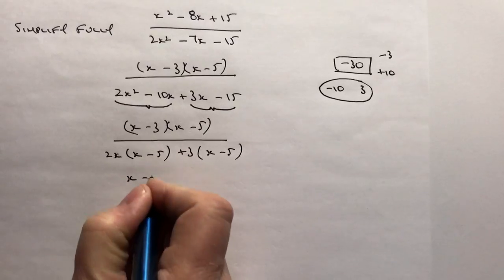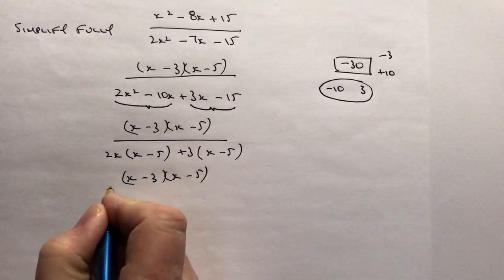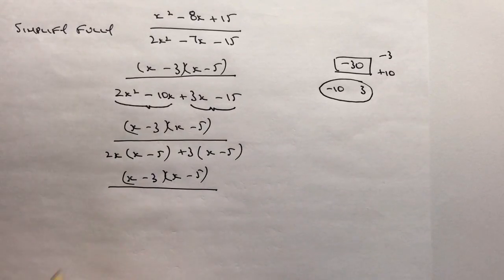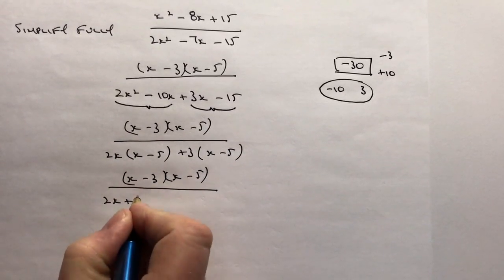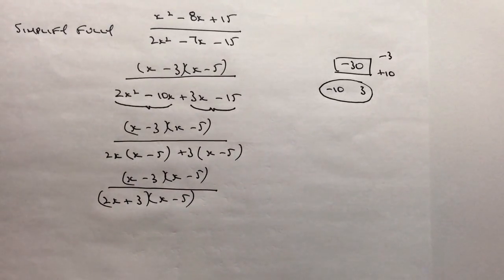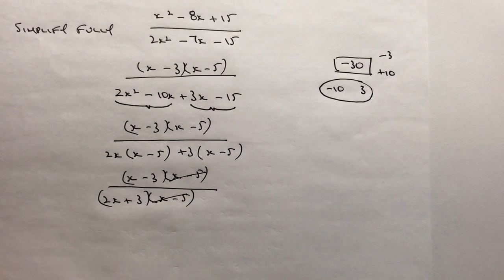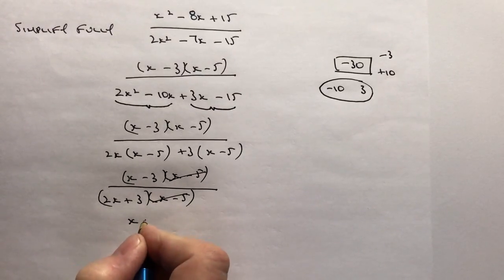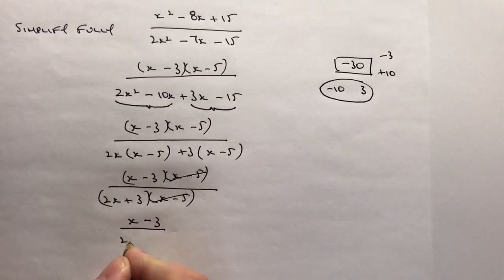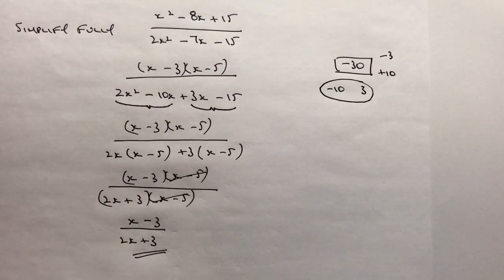So let's do that. At the top I'm going to get x minus 3 and x minus 5, which is the relatively straightforward one, and at the bottom here I'm going to get 2x plus 3 multiplied by x minus 5. Now I'm finally in a position where I can simplify this just by dividing through by x minus 5, and this particular question can then be simplified to x minus 3 divided by 2x plus 3. And that's the end of this particular question.